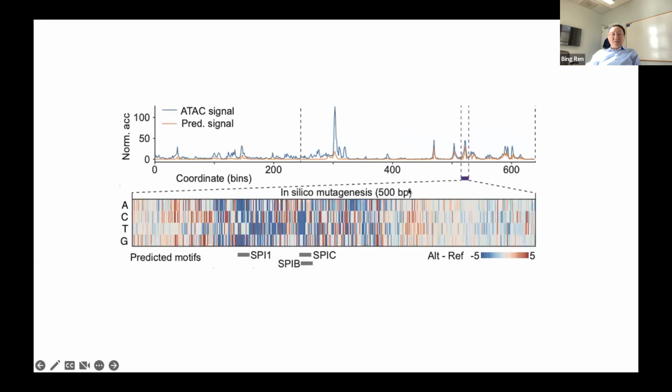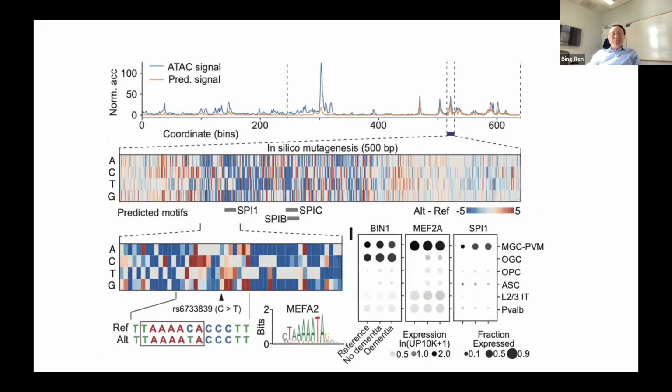The use of such a predictor is shown here. We can perform in silico mutagenesis to identify key bases that contribute to the predicted performance. If, for example, you change a base into one of A, C, T, or G, you will see a degradation of that performance, shown here in blue, and that typically corresponds to transcription factor binding motifs. So using this in silico mutagenesis, we can now begin to formulate which bases and which transcription factors might be perturbed by the risk variants.